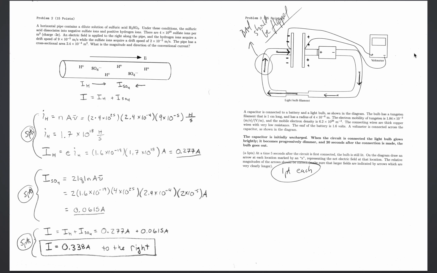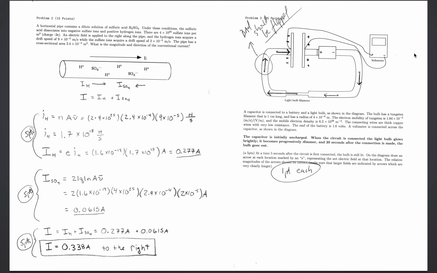And an electric field is applied to the right along the pipe, and the hydrogen ions acquire a drift speed of 9 times 10 to the negative 5 meters per second, while the sulfate ions acquire a drift speed of 2 times 10 to the negative 5 meters per second. The pipe has a cross-sectional area of 2.4 times 10 to the negative 4 meters squared, and the question is asking what is the magnitude and direction of the conventional current.